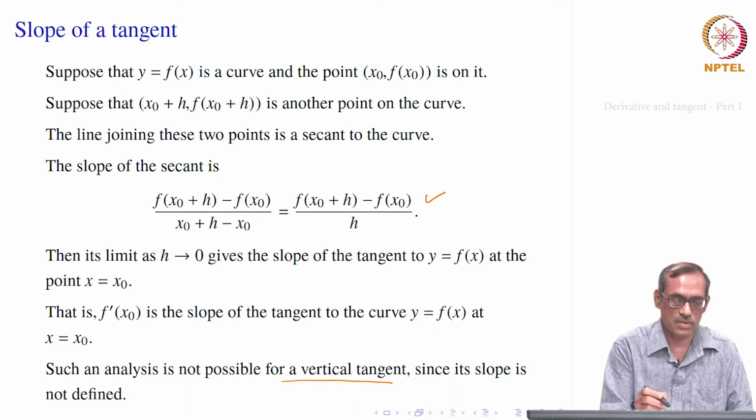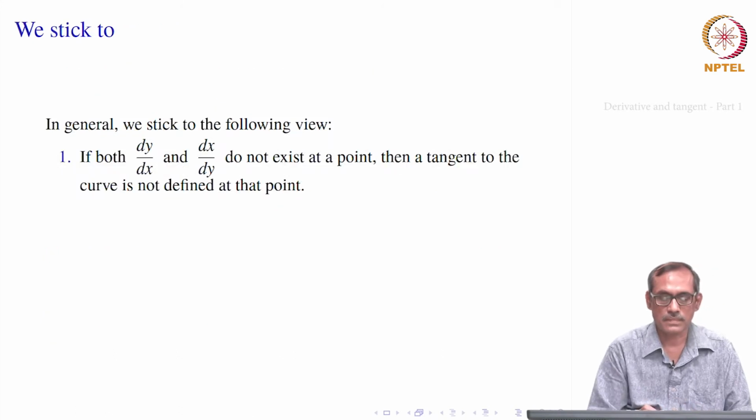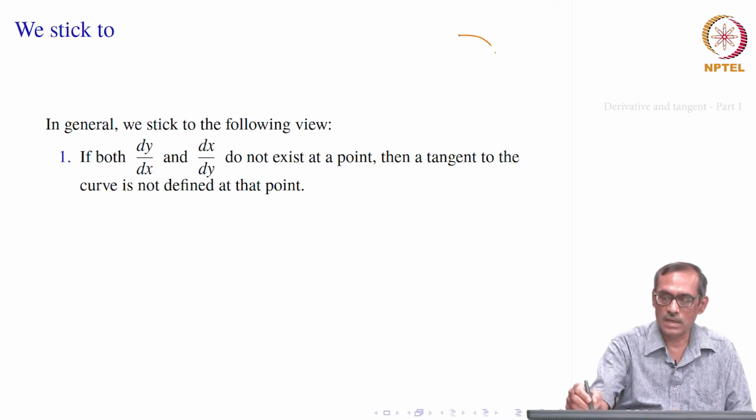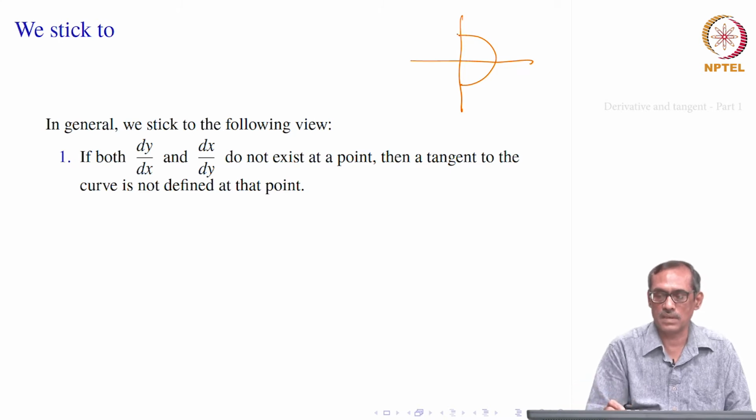So, differentiability has some more constraints than just the existence of a tangent. In general, we will stick to this view of a tangent, and here we are taking a curve, not necessarily y equal to f of x as the curve. There you might be able to express y as a function of x or x as a function of y. For example, take your semicircle, the vertical one, the right side. If you take this one, x equal to f of y is the function, not y equal to f of x. y equal to f of x is not a function because a vertical line can cross it in 2 points.